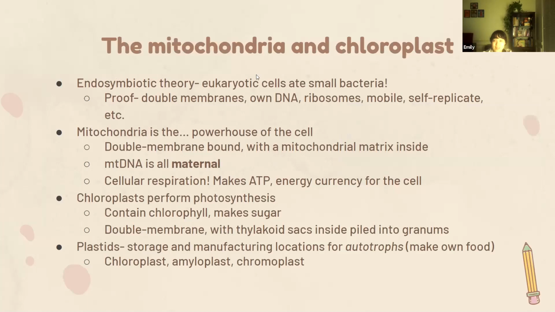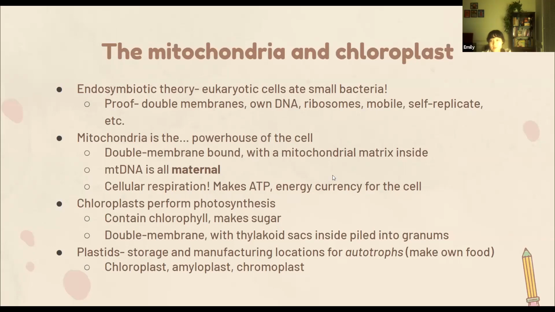Okay, moving on to something that is not part of the endomembrane system, mitochondria and chloroplasts. If you are wondering why I grouped these two together, it's because they are both a product of something we call the endosymbiotic theory. The endosymbiotic theory is the idea that eukaryotic cells ate smaller bacteria, and bacteria are prokaryotes. We usually associate mitochondria with proteobacteria, and chloroplasts used to be cyanobacteria.